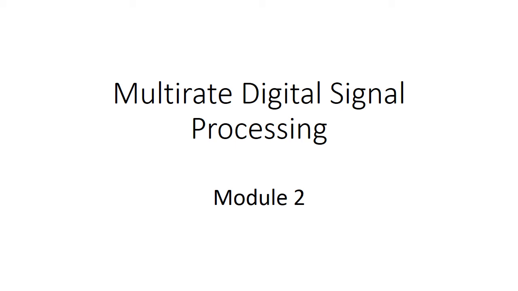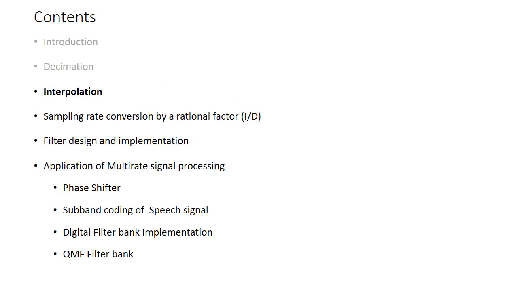Hello all. Today we will discuss the second module on multi-rate digital signal processing, which is interpolation. In the previous class we studied decimation, which is selecting only a few samples of the input. Now in interpolation we select multiple points between the successive points of the input. That is called interpolation.